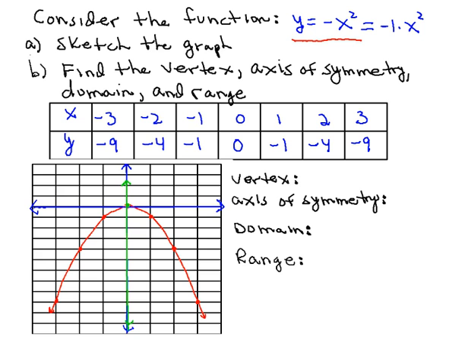We also now have a parabola that opens down, which means that the vertex will be a high or a maximum point. So from the graph we can tell that the vertex will be at 0, 0. And the axis of symmetry, which is drawn there in green, is essentially the y-axis, and we know the equation for that will be x equals 0.